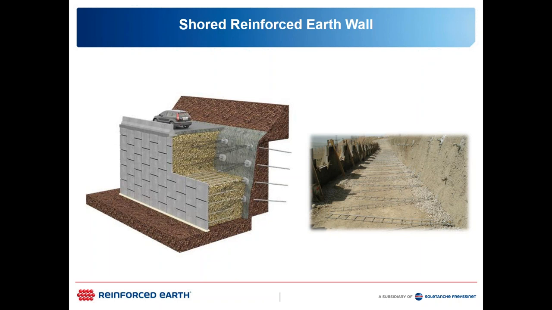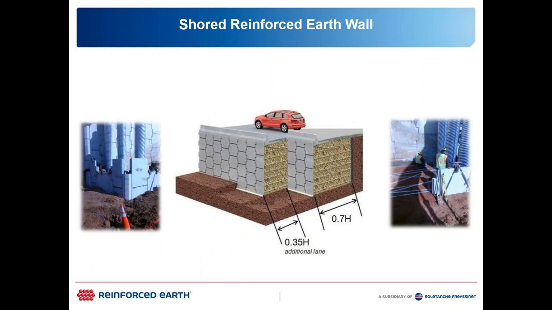So this is a way of building an MSE type structure in locations where you don't have sufficient room to place the straps. This can be done in several cases. One is shown here. Let's say you have an existing wall and you need to widen the roadway by just one lane width. In this case, the wall height, let's say, is 30 feet. You don't have the room to put that 21 feet long strap that corresponds to 70% of the wall height. In this case, the straps from the new wall are attached to the existing wall.